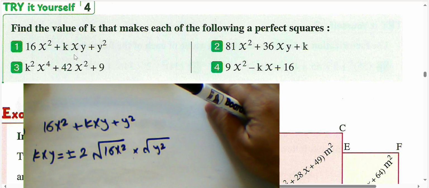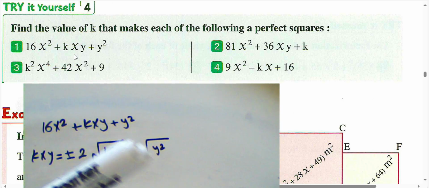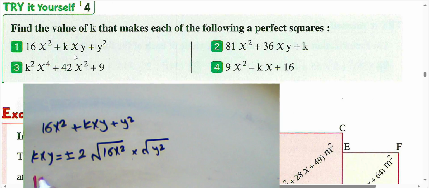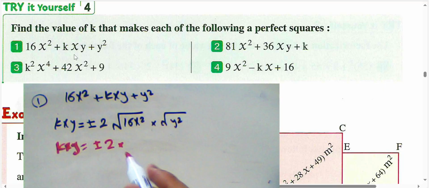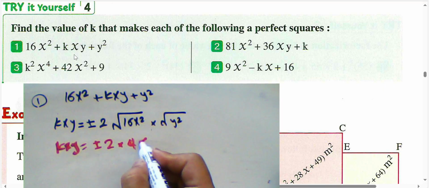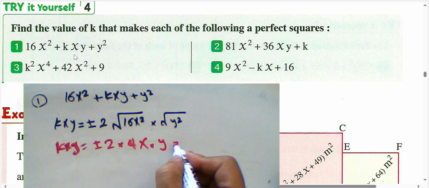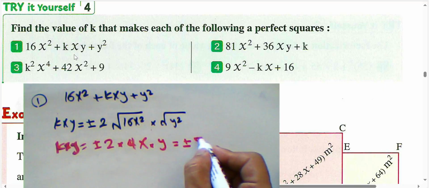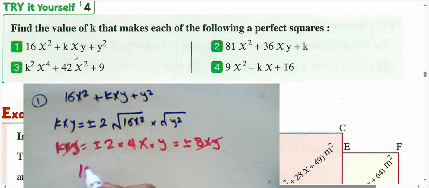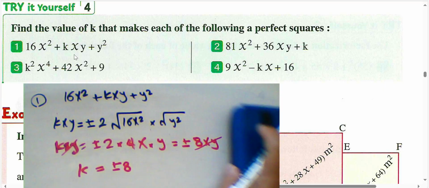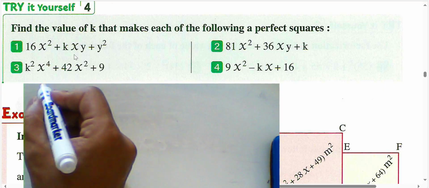Then kxy equals positive or negative 2 product by the square root of the first, the square root of 16, it will be 4x power 2 and y power 2. Then the result will be positive or negative 2 times 4, 8xy. We can cancel xy by xy. Then the value of k equals positive or negative 8. Okay, next question number 2.